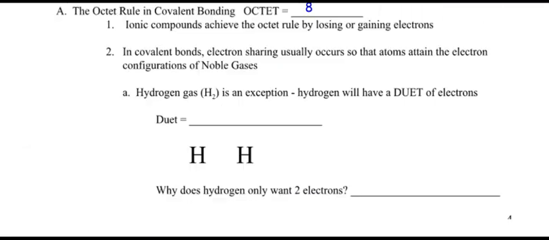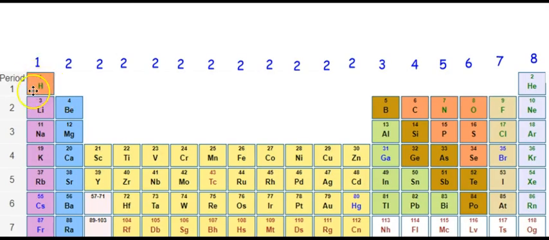Let me scroll down. All right, now hydrogen gas is going to be an exception. Hydrogen will have what's called a duet of electrons. So if you're thinking of a singing group and there's a duet, how many singers are there? There's only 2. So hydrogen is an exception. You only want 2 electrons around each hydrogen here, not 8. So how do we do this? Well, let's look at hydrogen again real quick on my periodic table.